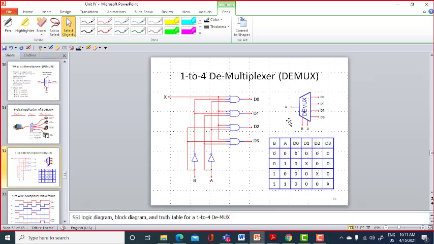And again your input is X and outputs are D0, D1, D2, D3. So 0 0, 0 1, 1 0, 1 1. So this is your DMUX. This is your DMUX. Okay.